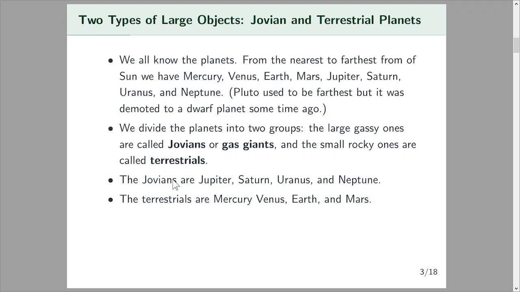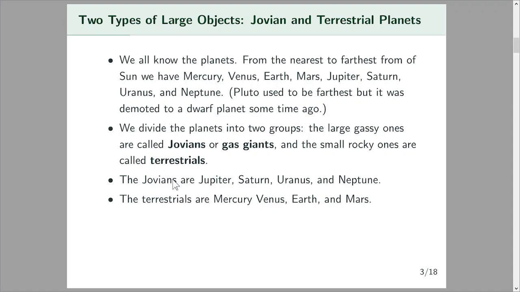Let's talk about some objects in the solar system. There are two types of what we call large objects. Obviously, nothing is large compared to the Sun, but if you look at the objects that aren't the Sun, there are planets. Those are large objects, and there are 8 of them: Mercury, Venus, Earth, Mars, Jupiter, Saturn, Uranus, and Neptune. And it turns out, if you just look at them sort of objectively, there are 2 classes. We divide them into 2 groups.